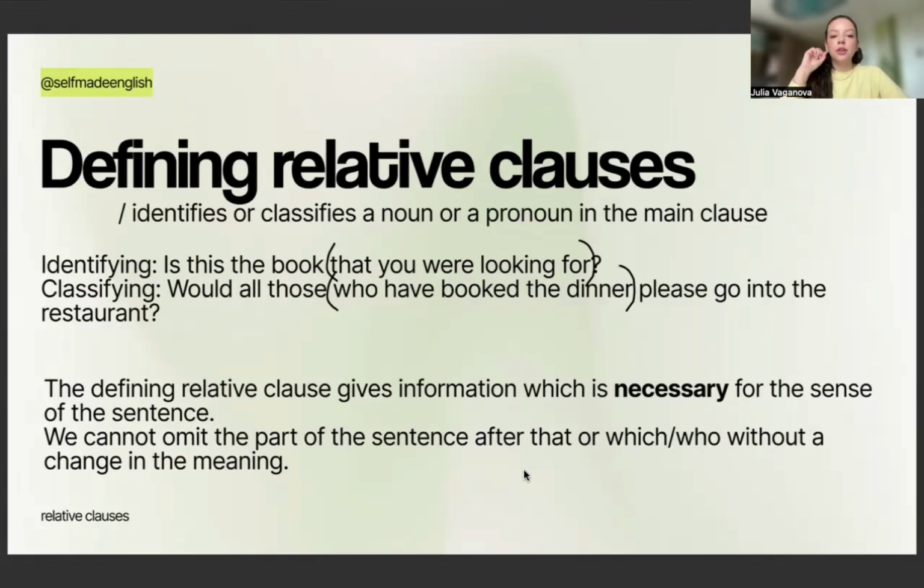All right, so the defining relative clause gives information which is necessary for the sentence, for the sense in the sentence, right? So we cannot omit this part of the sentence, this clause, so that the sentence is still making sense. We cannot omit this part of the sentence after that or which or who without a change in the meaning. This way, this is key information here.